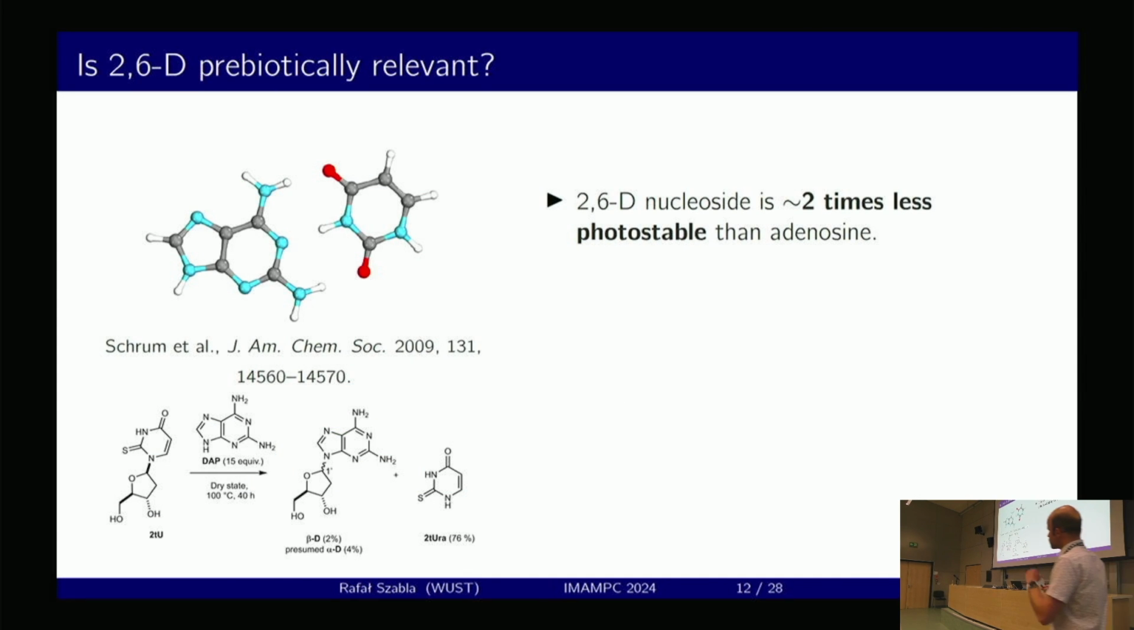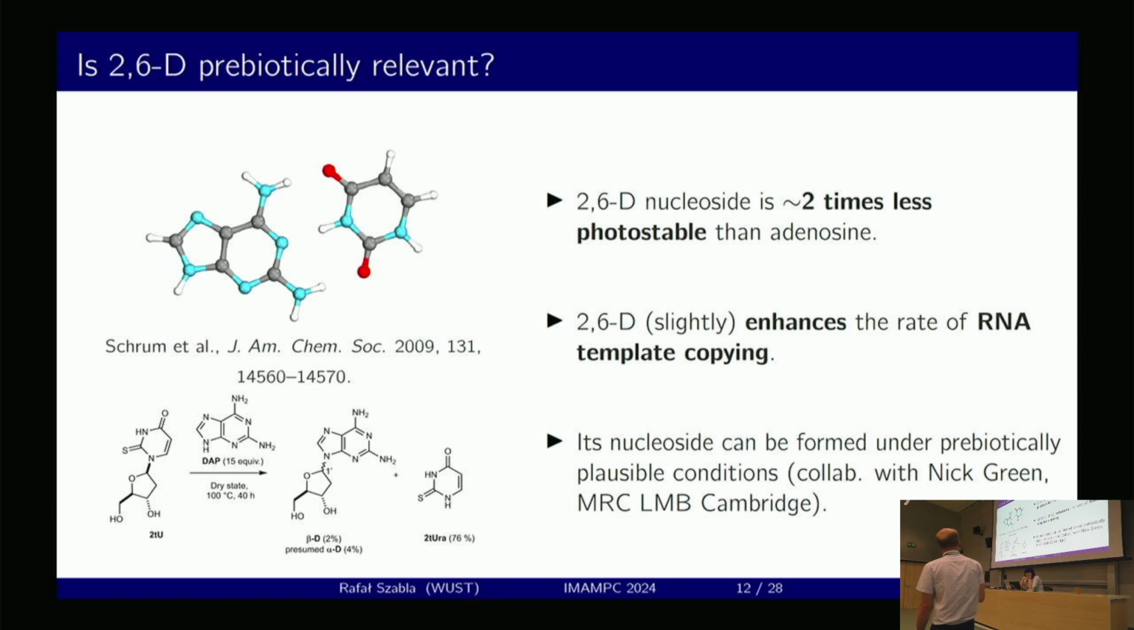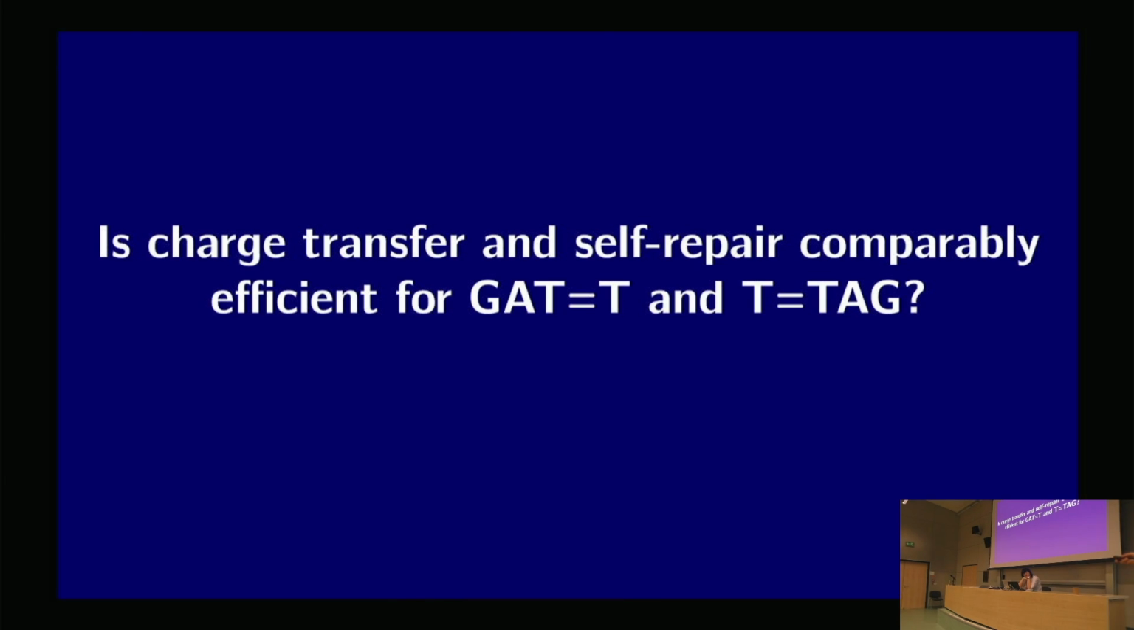Okay, so I have some interesting things. So I'll just briefly say that in this paper we also say that 2,6-diaminopurin is prebiotically relevant. So I mentioned this. It was shown to slightly enhance the rate and fidelity of non-enzymatic RNA template copying, and its nucleoside can actually be formed prebiotically, so we have a proof of principle synthesis of this. But staying with the electron transfer story, there is one more thing which I wanted to show to you from this particular type of systems.